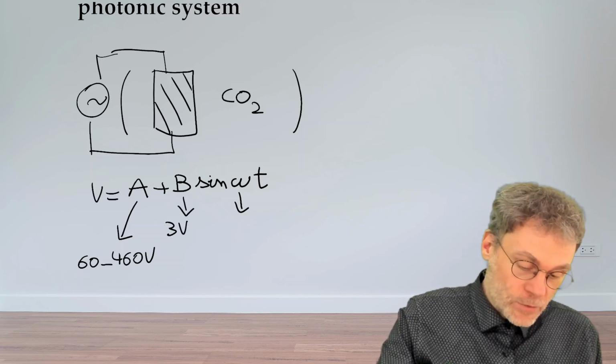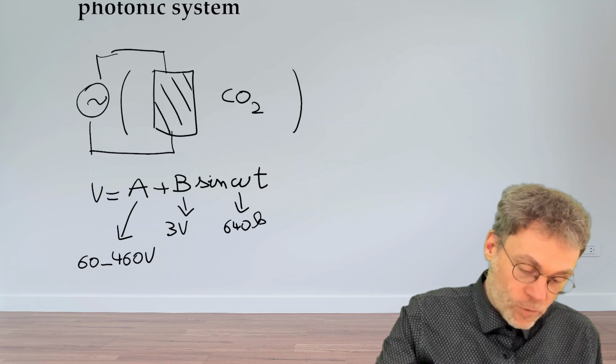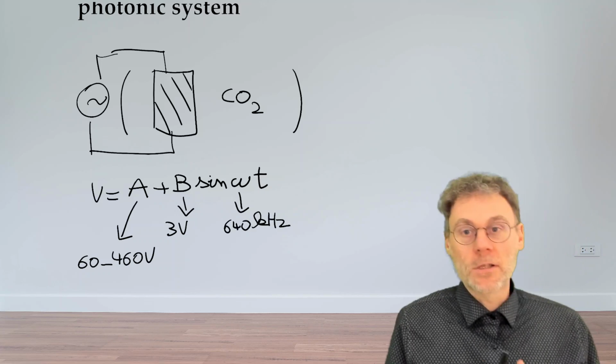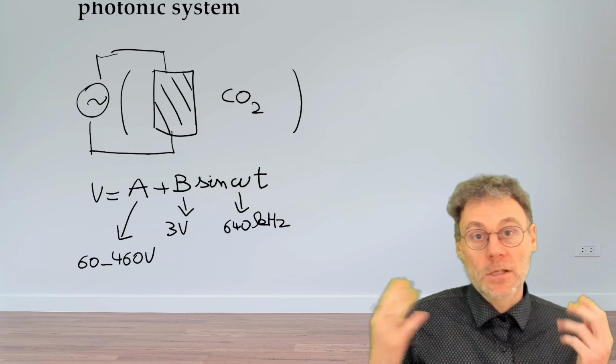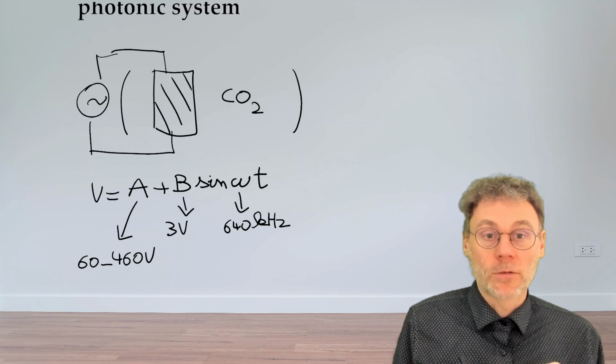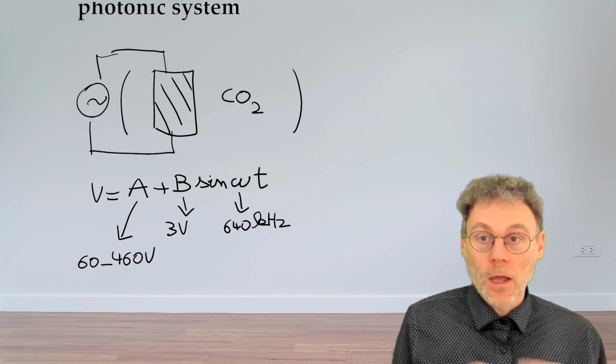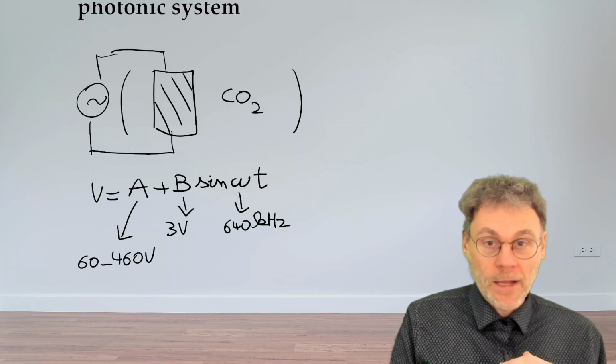Now for the resonance frequency, they happened to pick 640 kilohertz. Why? Because they had seen in their experiments that it coincided with some sort of resonance phenomenon that was going on in their system. Okay, so this was the setup they had.